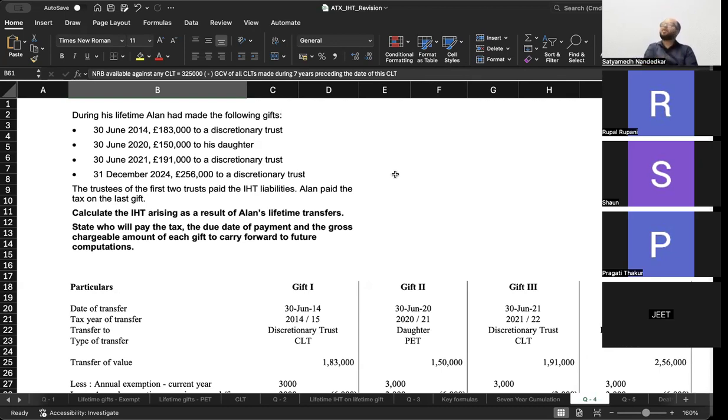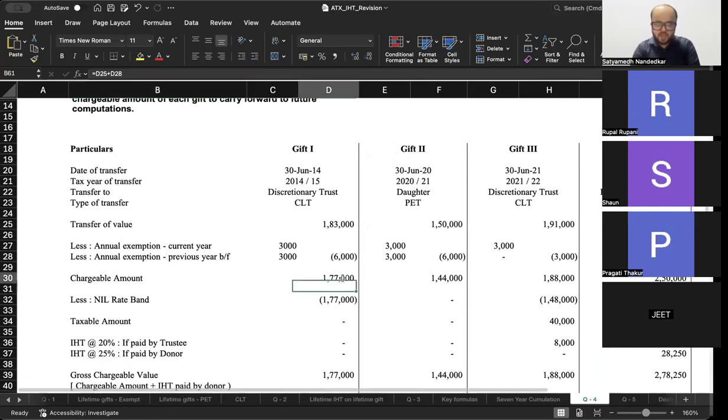Look at the first one, the transfer made on 30th June 2014. The tax year is 2014-15. What is the transfer of value? Transfer of value is 183,000. The amount is given to a discretionary trust, which makes it a chargeable lifetime transfer, or CLT. Subtract the annual exemption of 3,000, you are left with 1,77,000. Before this date, there have been no other lifetime gifts. So 1,77,000 is the chargeable amount.